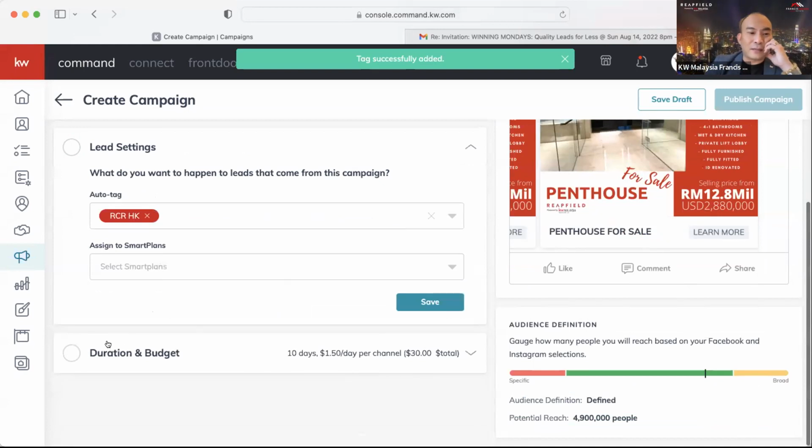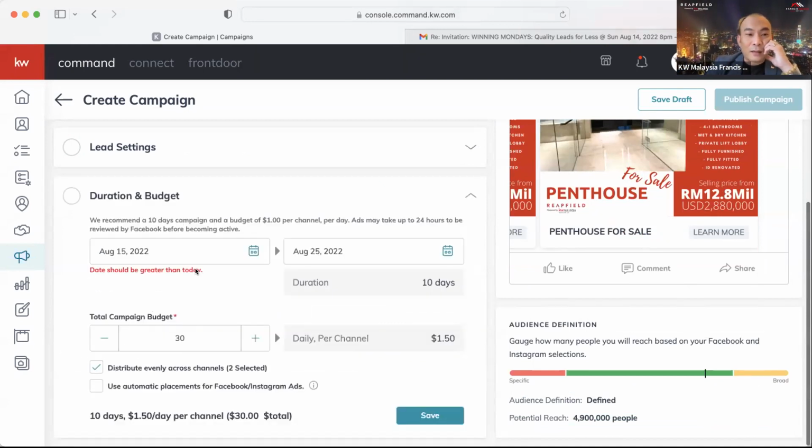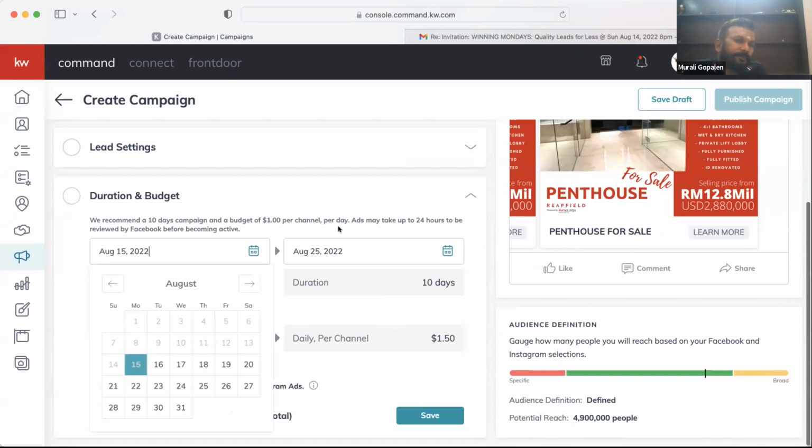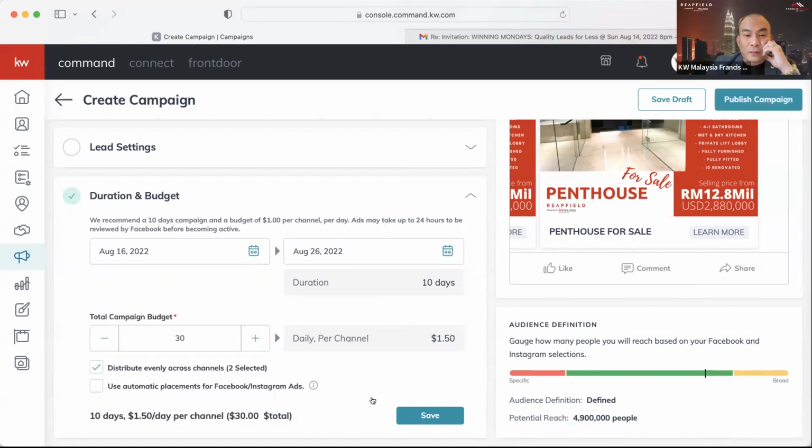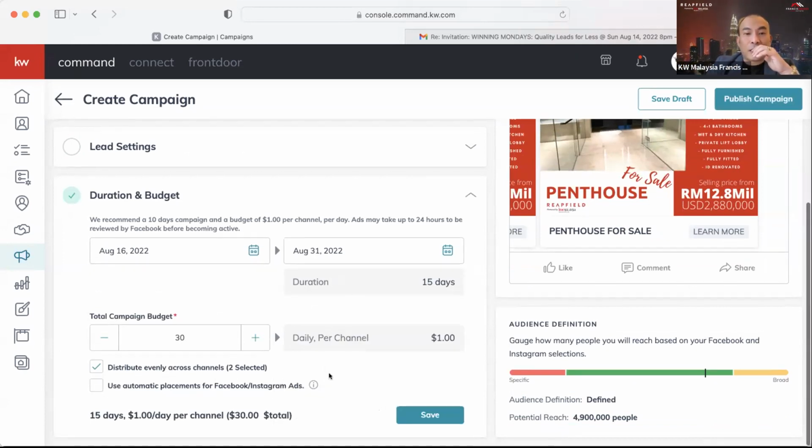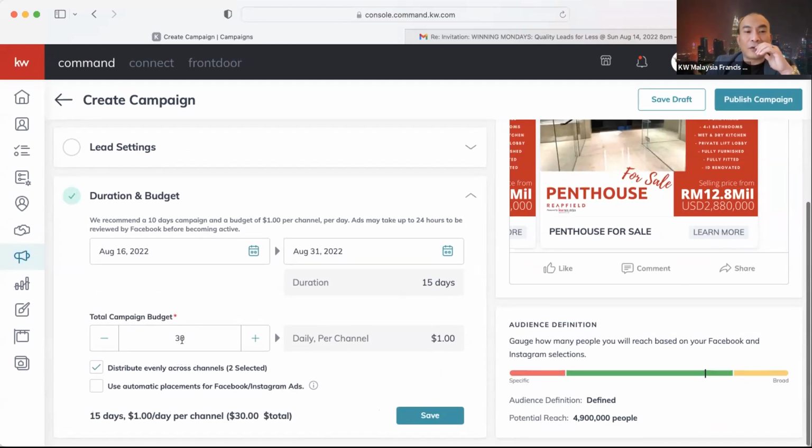So now step 6. Let's say I start from tomorrow, and I run it until 31st Merdeka. So that's 15 days. So budget, you can go as low as $10 for the entire campaign. So I'm going to go at 30. So that is step 6. That's pretty much it.